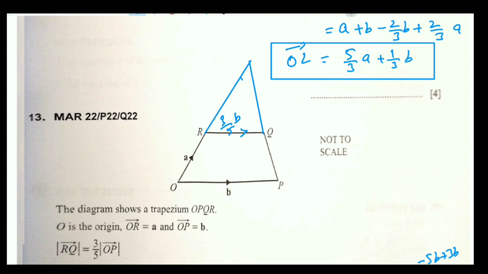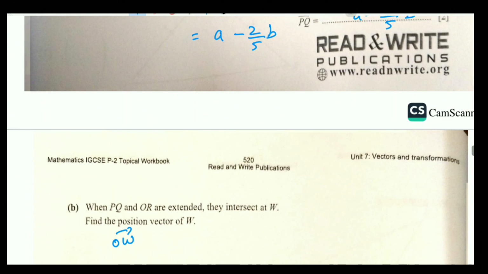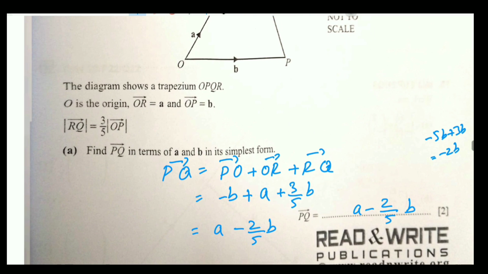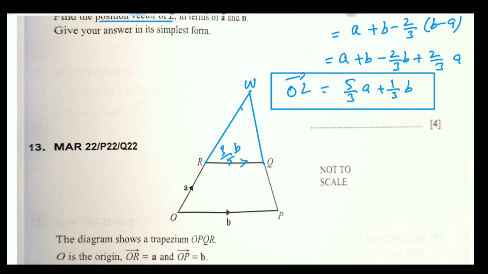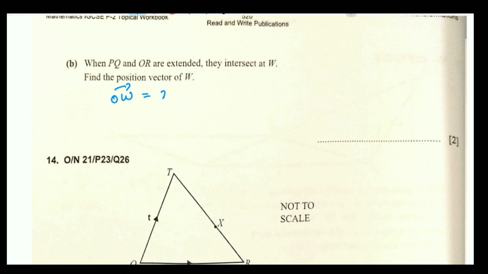So it will be W according to the given information of the question. Find the position vector of W. It means we have to find OW. Okay, so OW is OR plus RW. We don't know RW, we know OR, so we can suppose it as X. So we can say that OW is XA. So we will write here OW is equal to XA.